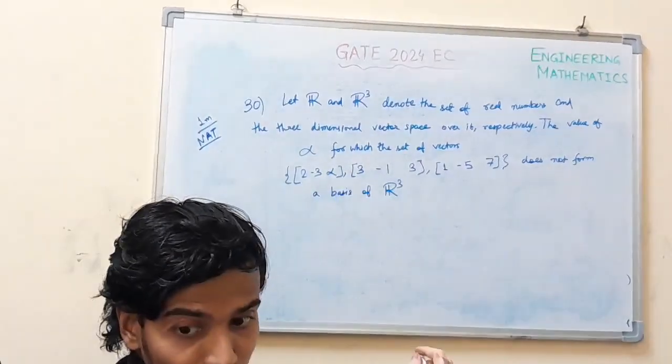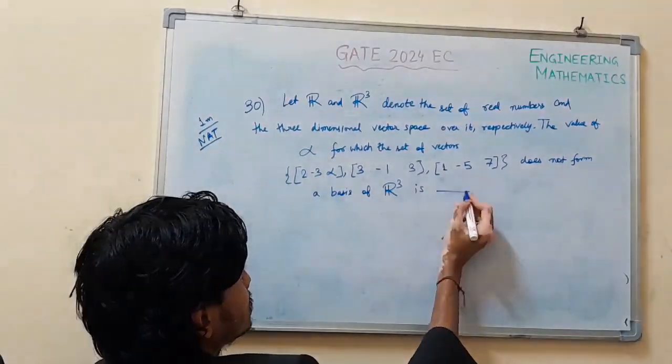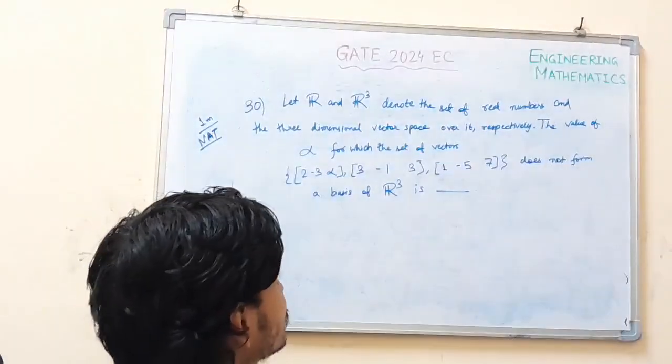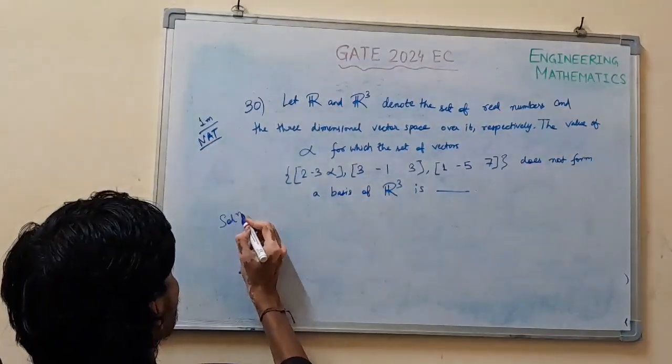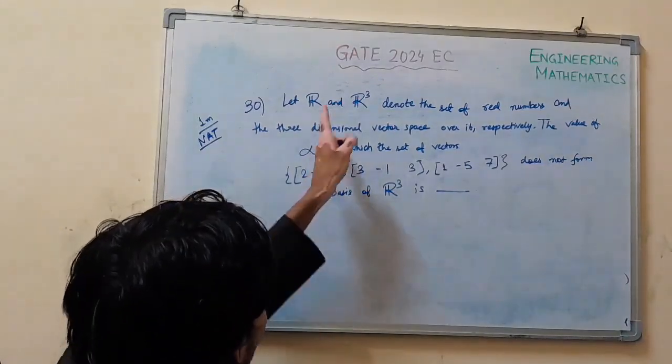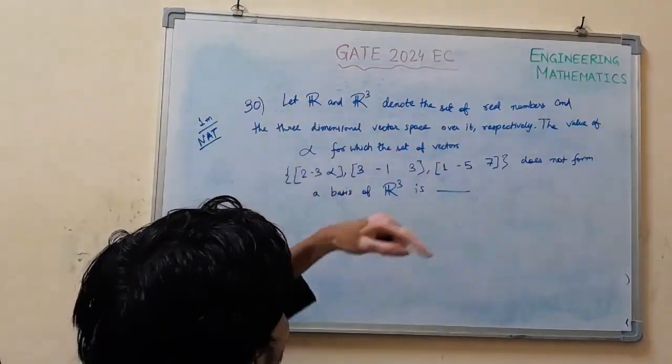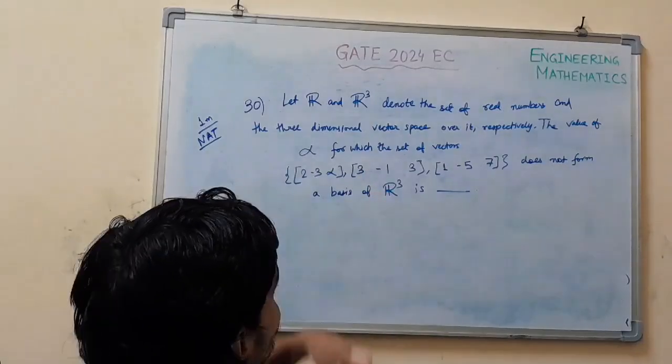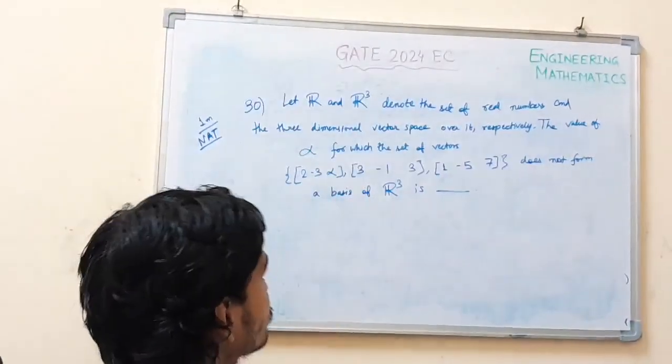of R cube is a numerical answer type question, you have to fill in the blanks. R and R cube denote the set of real numbers in three-dimensional vector space. You need to find the value of alpha for which this set of vectors does not form a basis of R cube.